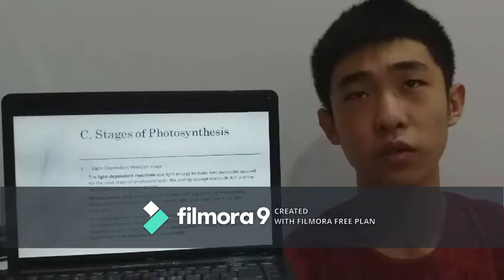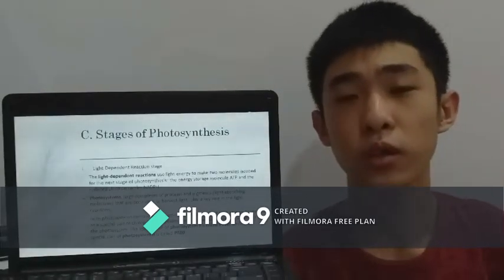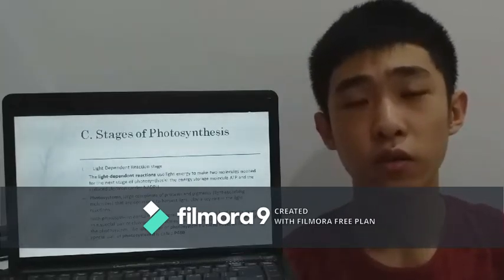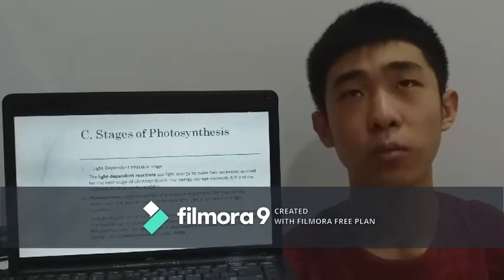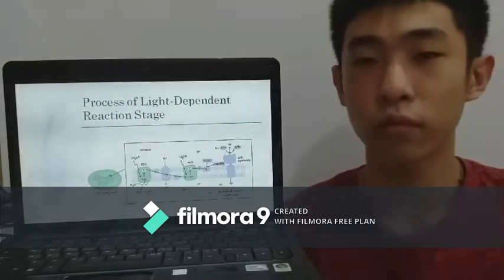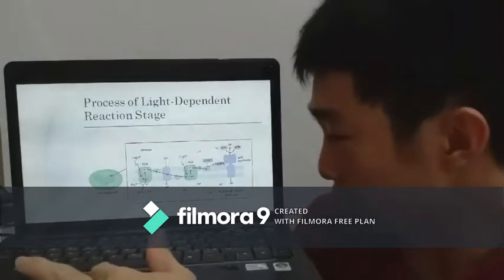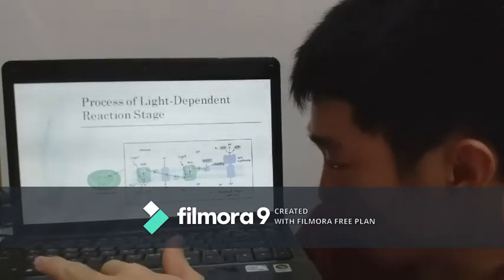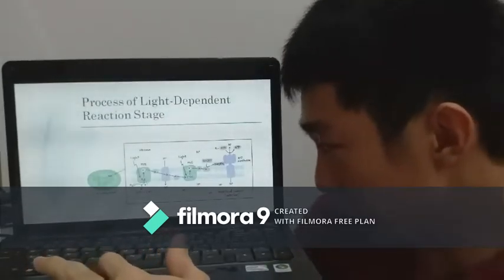The first one is photosystem 1, which has pigment P700, and the second one is photosystem 2, which has pigment P680. So light energy causes excitation in photosystem 2, and the P680 loses an excited electron.